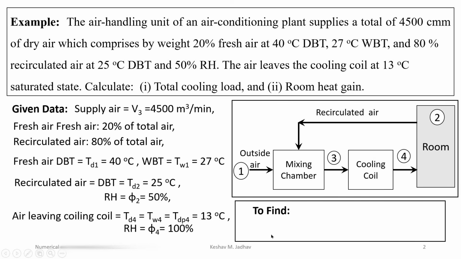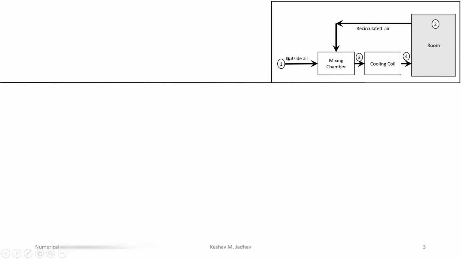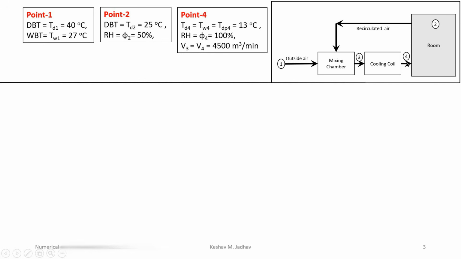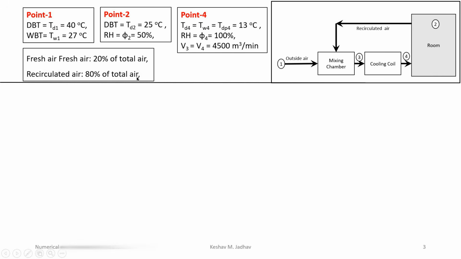Then here it is asked to calculate total cooling load and room heat gain. So here properties of outside air, that is point 1, are given. Then properties at point 2, that is inside room condition, which is also recirculated air, are given. Then at point 4, that is after passing over the cooling coil, condition of the air is given. Also quantity of fresh air and recirculated air is given, and we have to find total cooling load and room heat gain. So we will locate these 3 points on the psychrometry chart.